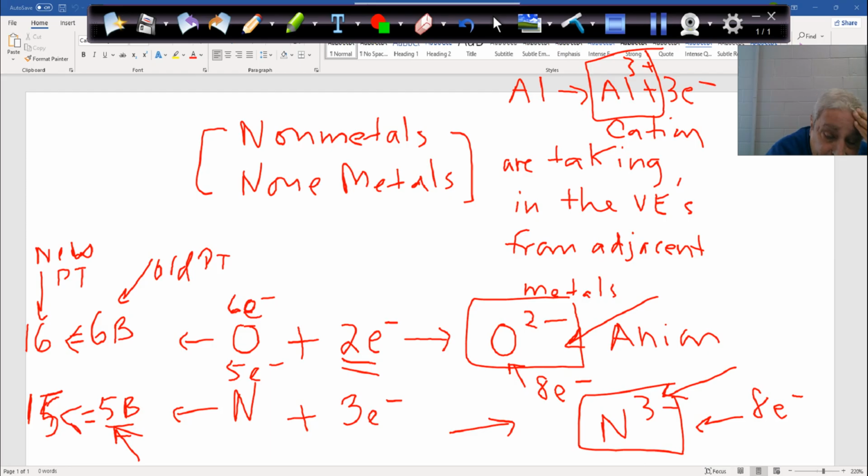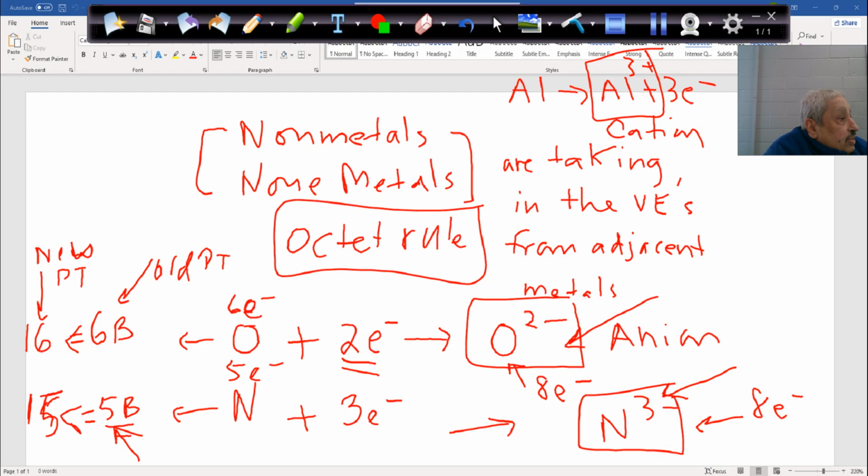So anyway, that's what we mean by the octet rule. The elements tend to have 8 valence electrons in total to mimic the chemical and the physical properties of the noble gas group, except for helium. That makes them very, very chemically stable. Even metals, like aluminum.